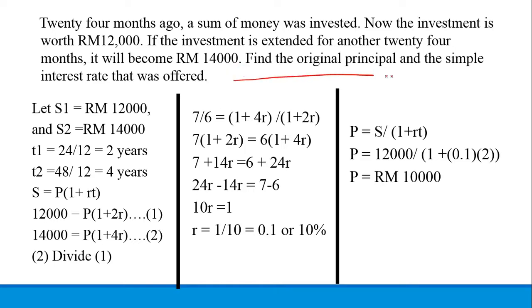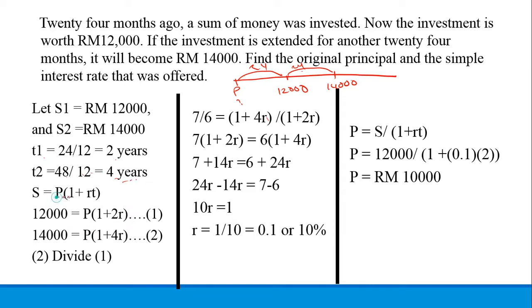You have a timeline. You have 24 months, you get 12,000. And then after another 24 months, you will get 40,000. You don't know P. That's why S1 is 12,000 and S2 is 40,000, the maturity values. Time 1 is 24 divided by 12, which is 2 years. Time 2 is 48 divided by 12, which is 4 years.